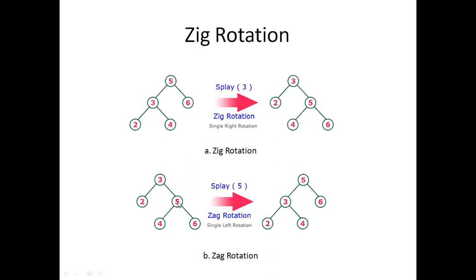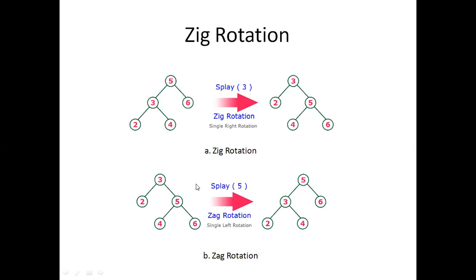Now the second case is zag rotation. It means the element which we want to access is the right child of the root node. Here we have to access element 5, which is the right child of root node 3. So we perform left rotation, that is nothing but zag rotation. So 5 is again placed at the root node position, and 3 is placed as the left child of node 5. Now node 5 has a left child, that is node 4.